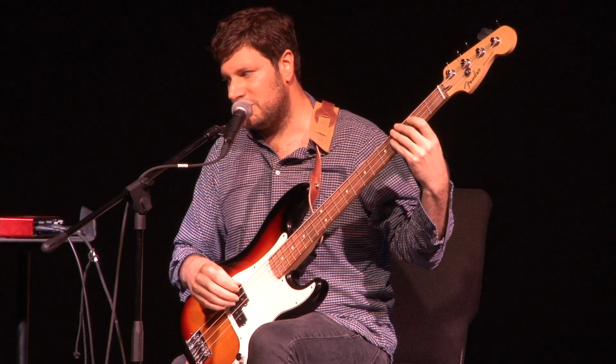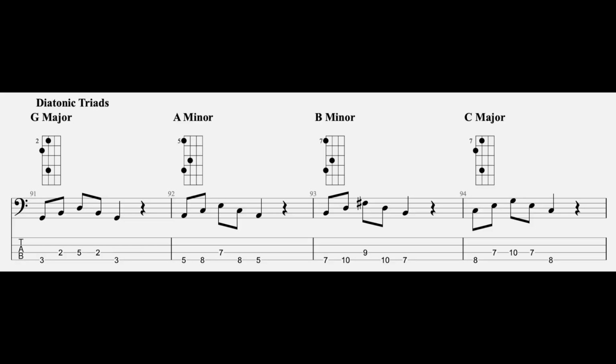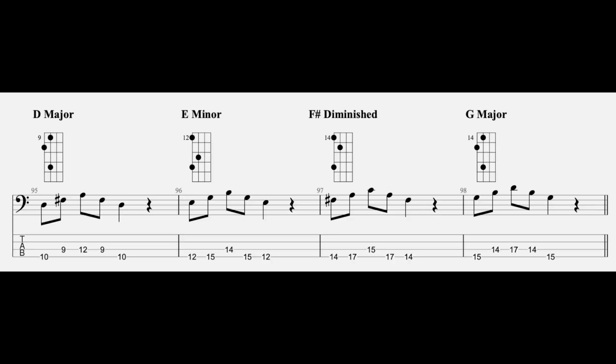So here we go. We got G major, A minor, B minor, C major, D major, E minor, F sharp diminished, and G major again.